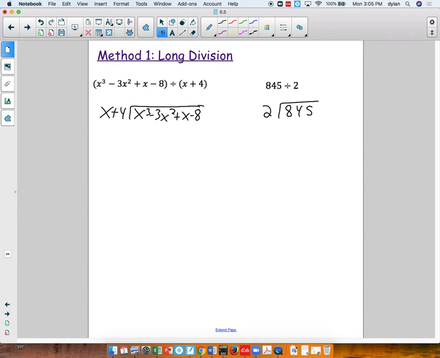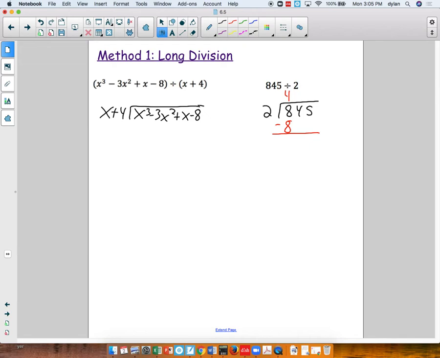So let's start with the original long division, 845 divided by 2. If you remember, the first thing that you do is you look at the 8. You say, okay, how many times does 2 go into 8? And I'd say, well, it goes in 4 times. And then I would multiply 2 times 4 and end up with 8, which I would then subtract.